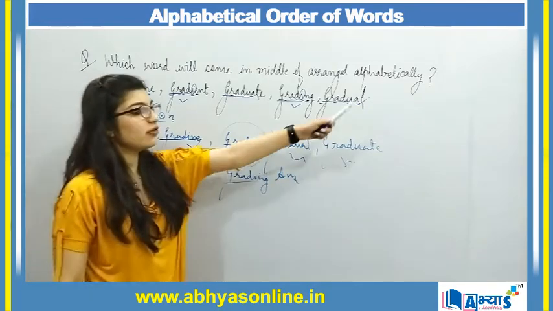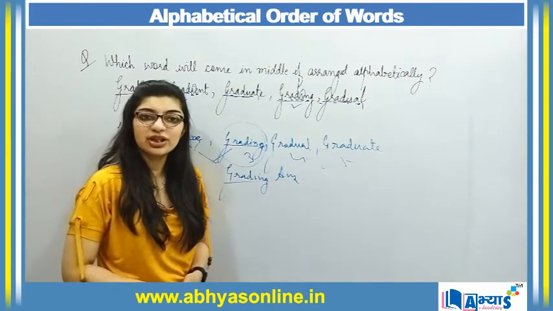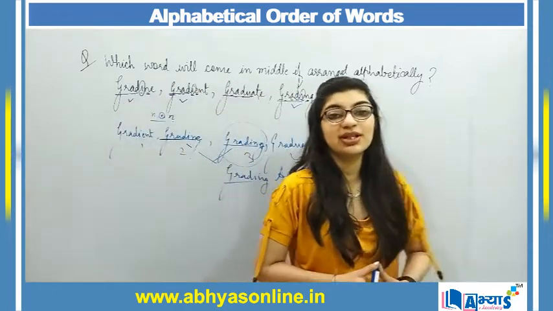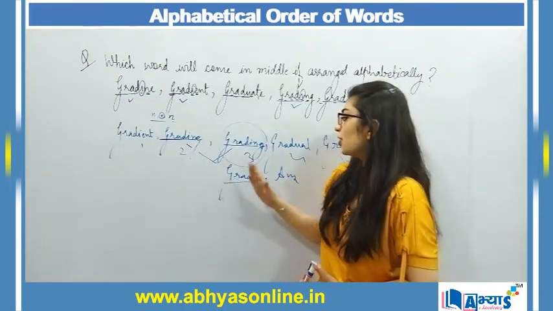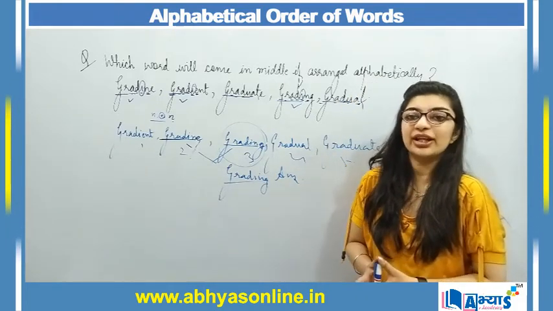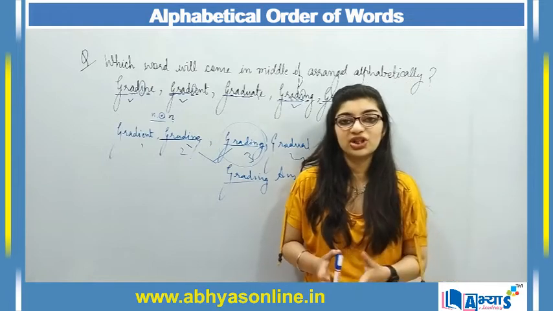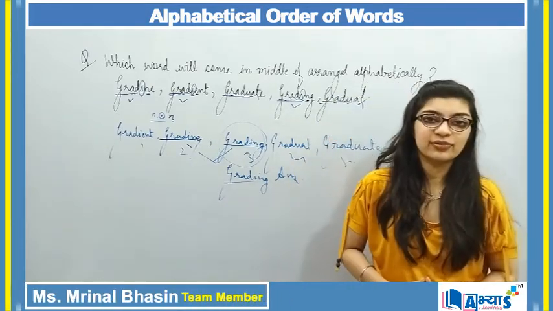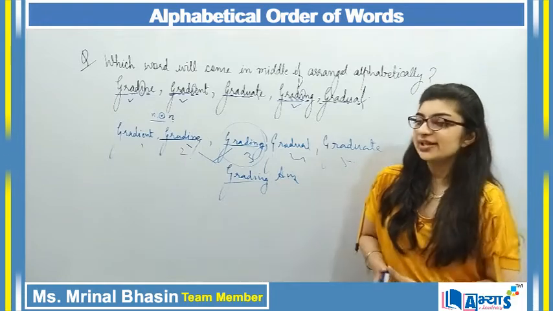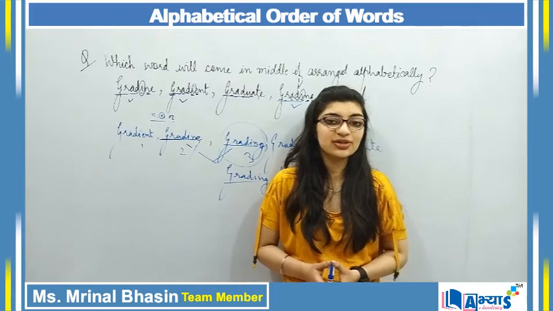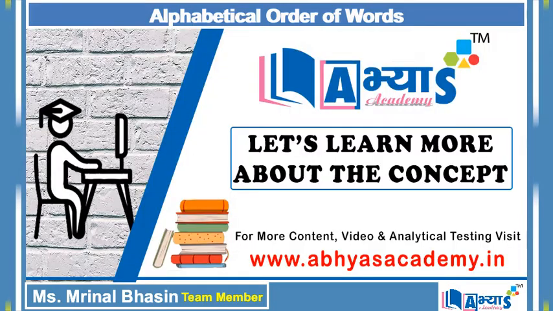When arranged alphabetically means that you have to arrange in increasing order, and alphabetically is like you arrange the words in dictionary. So this is how the words have to be arranged in dictionary, and after we arrange the words, then you have to find out the word which will come in the middle, and that word is grading. So this is one of the examples. Now let us understand some more questions to understand this concept in a better way.